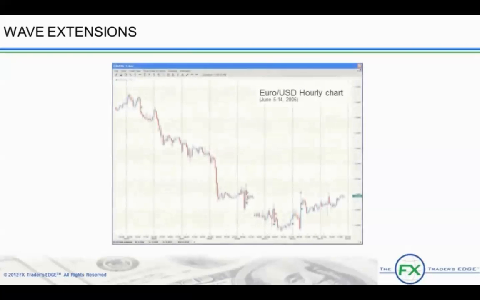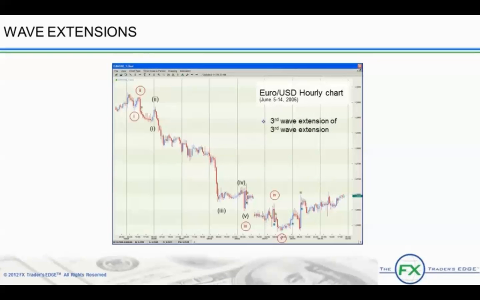This is an example of a wave extension in the Euro-USD hourly chart from June 5, 2006 to June 14, 2006. This is a 5-wave sequence that appears to go on and on. When we look at it more closely, we see it as a series of extensions.